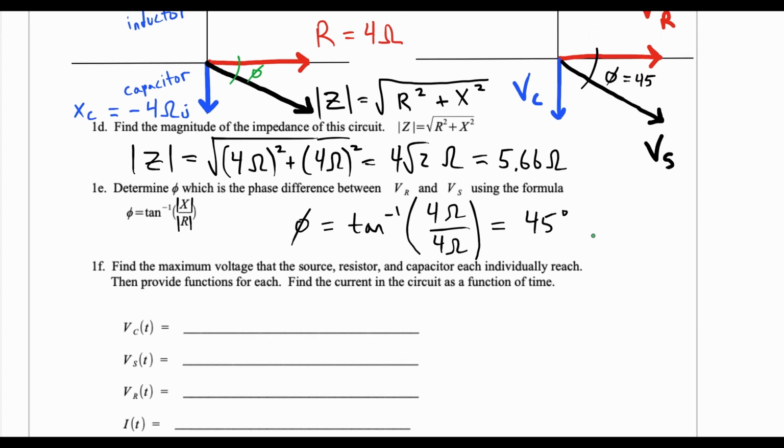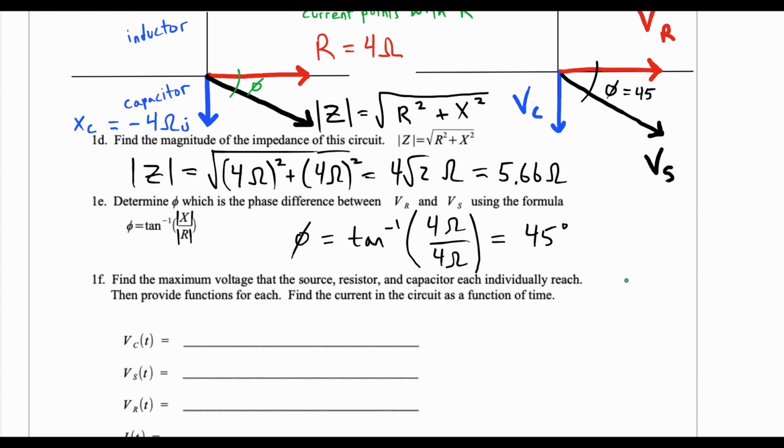Alright, so we want to find the maximum voltage that the source, the resistor, and the capacitor all individually reach. So there are formulas for that. For the voltage of the source, this is going to go along with this according to the mathematics we've used so far. So we will have Vs max equals I max times Z. Alright, that's the formula we've used.